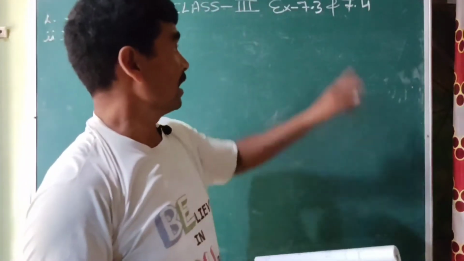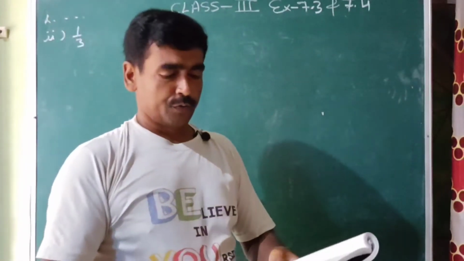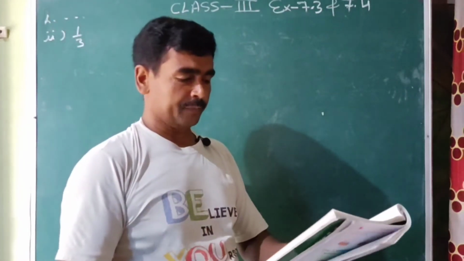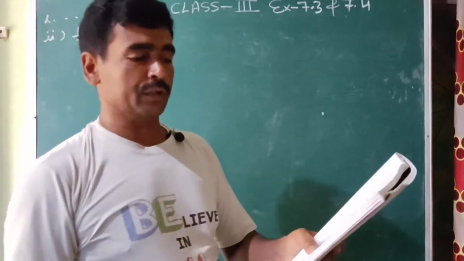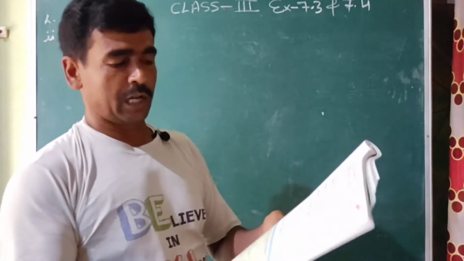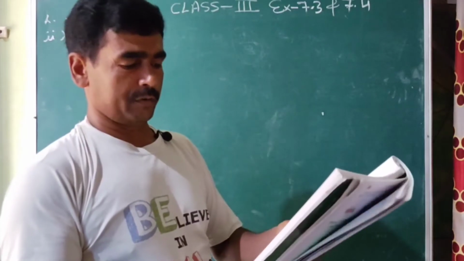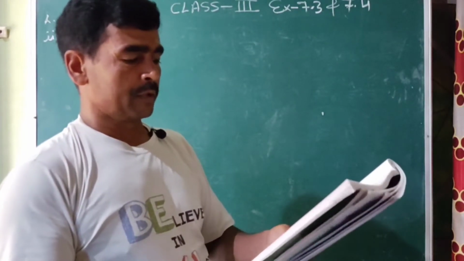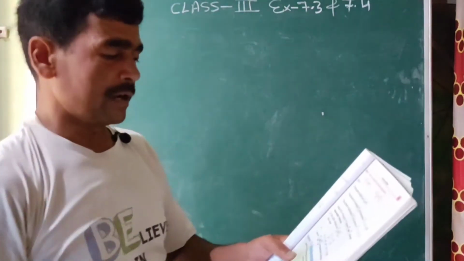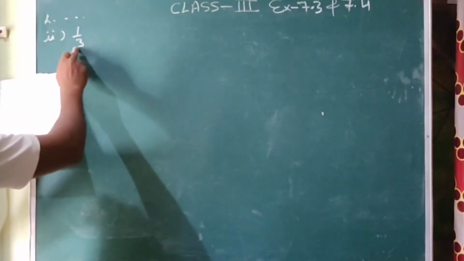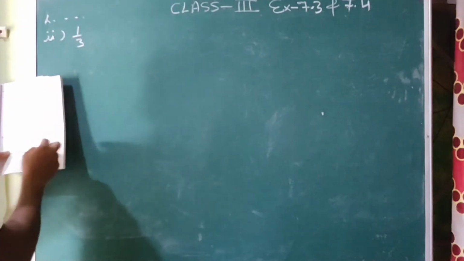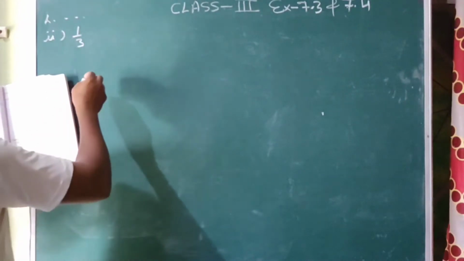Today we are taking exercise 7.3 and 7.4. Question number 1: write 4 equivalent fractions of each of the following fractions. One has been done for you, so the first part is already done. So we will see the second part. The second part is 1 upon 3. So we will write it like this.